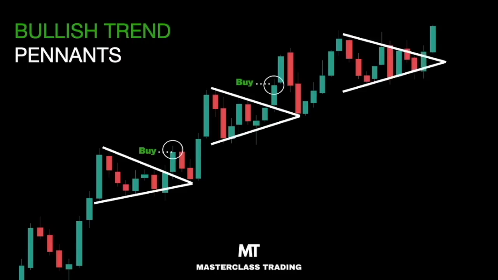To calculate the target of the trade, you simply need to calculate the distance of the bullish push, before the formation of the pennant, and double it after the breakout of the pennant pattern.